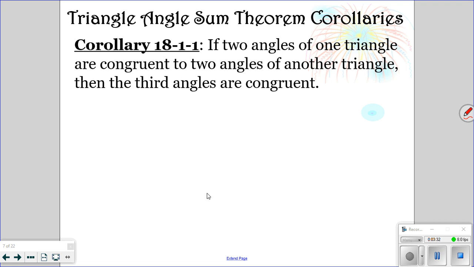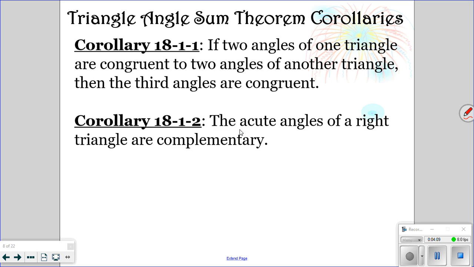If two angles of one triangle are congruent to two angles of another triangle, then the third angles have to be congruent. So if we have two triangles here, and this one is 30, this one is 30, this one is 60, and this one is 60, and it's clearly not drawn to scale, these add up to 90, and these add up to 90. The total three have to add up to 180. So this has to be 90, and this one has to be 90. So if we know two angles are congruent, that means that the third pair of angles is also going to have to be congruent.